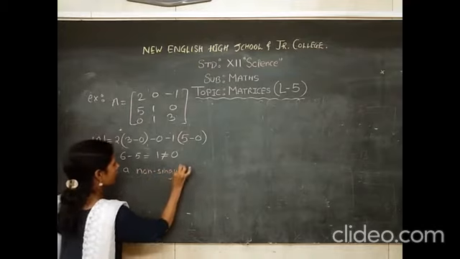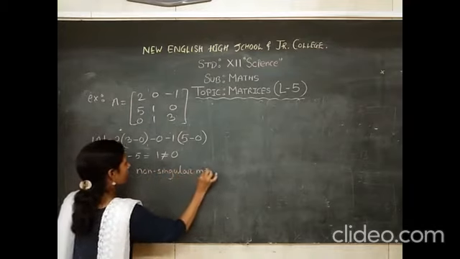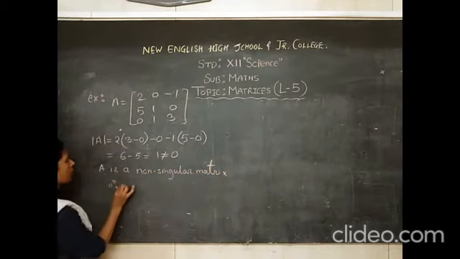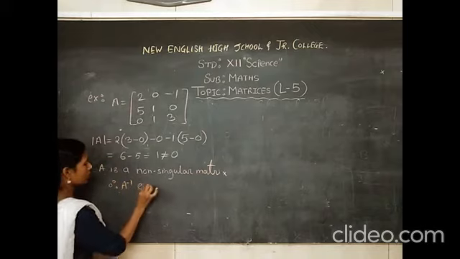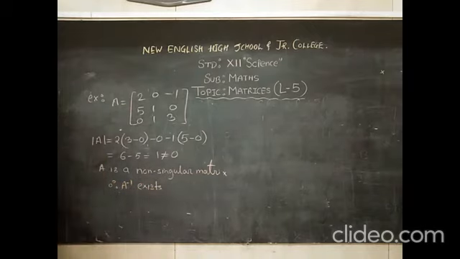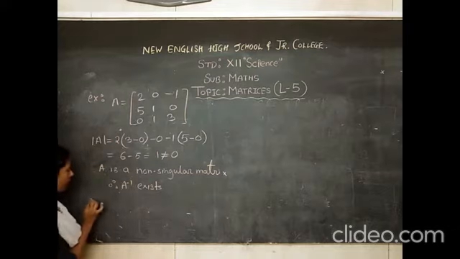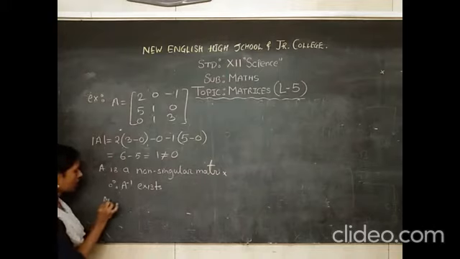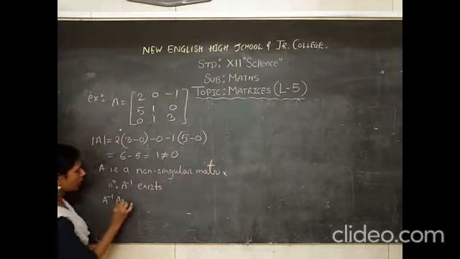Non-singular matrix. A is a non-singular matrix, which means its inverse exists. Let us find its inverse. We know what we should write: A inverse into A equals I. We will write A inverse into A equals I.